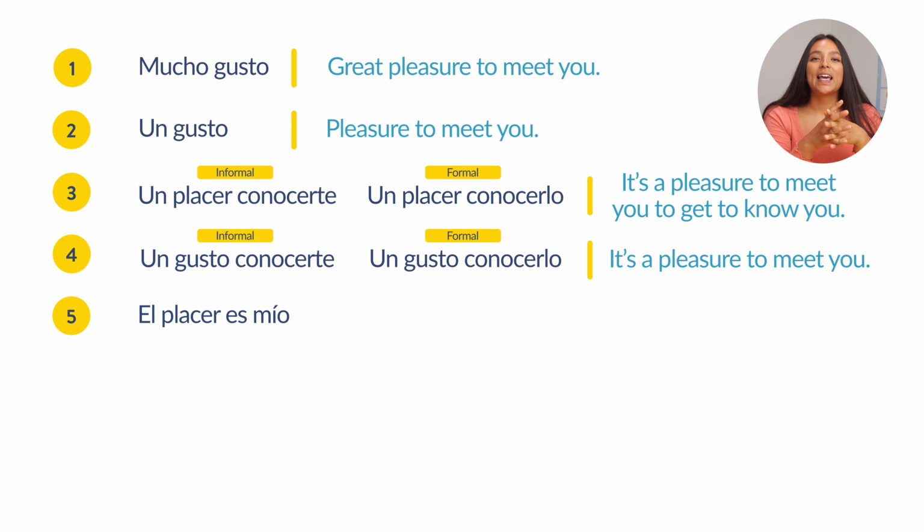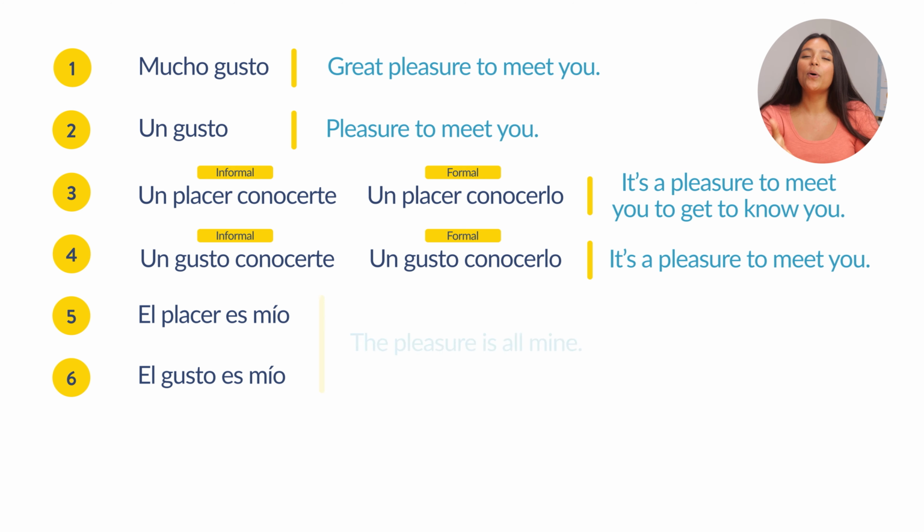Number five, el placer es mío. Or number six, el gusto es mío. Both mean the same thing here. Literally, the pleasure is all mine.